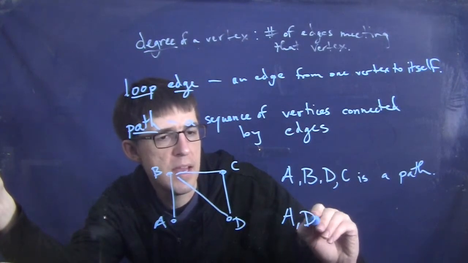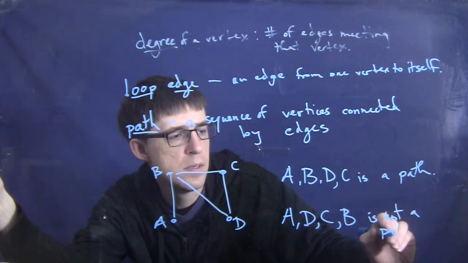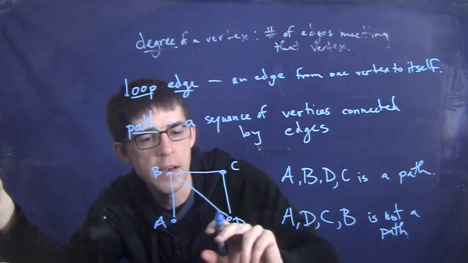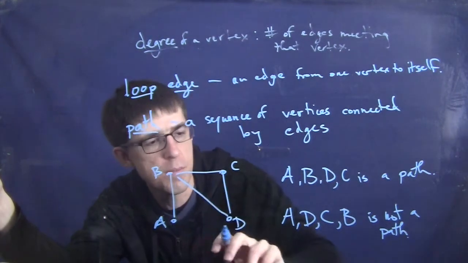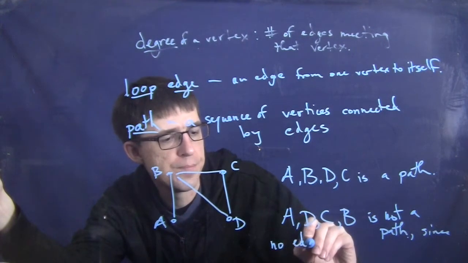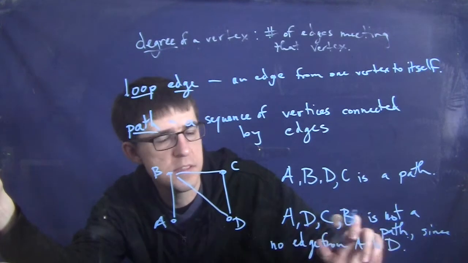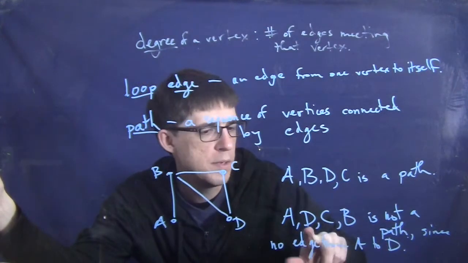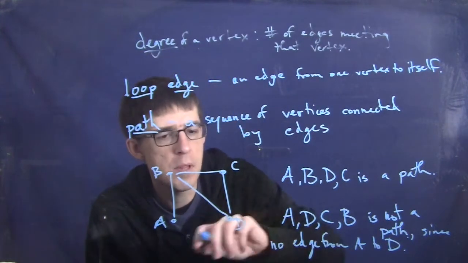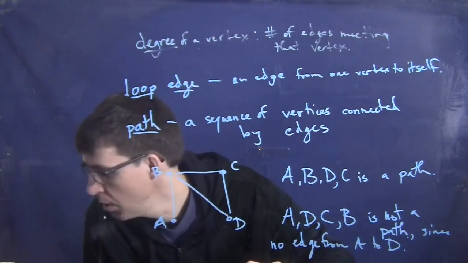Here's something that's not a path. A, D, C, B. This is not a path because you actually can't start at A and then go to D and then C to B. Actually, the C to B is fine. You can go from D to C to B, but you can't go from A to D. So this is not a path since there's no edge from A to D. There's no actual connection from A to D. All right, if you really wanted to do something like that, you'd have to go through B first. So you could do A, B, D, C, B. That would be a legal path. All right.